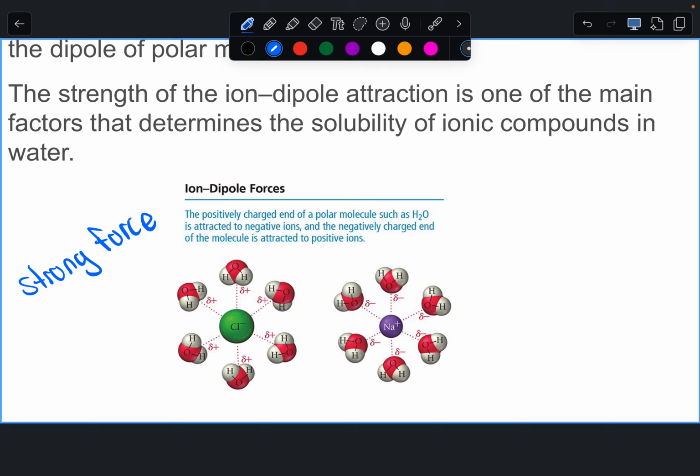So we call these ion dipole interactions. And they're relatively strong, stronger than just a regular old hydrogen bonding would be, which is why they'll actually dissolve. This is why salt will actually dissolve, because even though you have to break apart the water to get the salt to fit in there, that interaction between the salt and the water is really favorable. It's a very strong interaction.